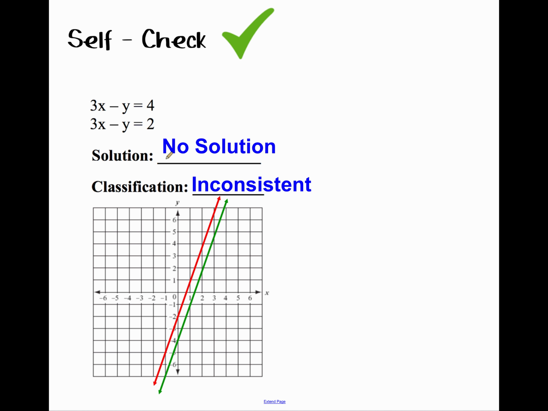This has no solution and is inconsistent because I have two parallel lines. I can tell almost immediately that I'm going to have two parallel lines because the equations are identical except for my c. So once I solve this for y, I find that my y-intercepts are different, but my slopes are the same.